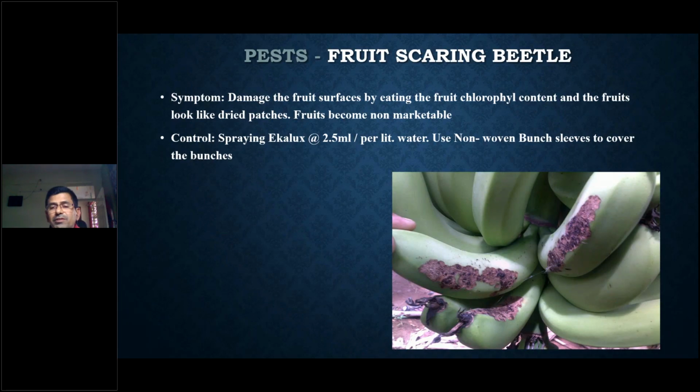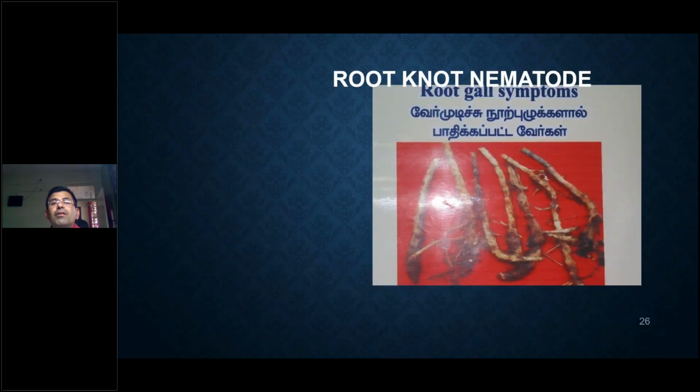And the scarring beetle is a minor pest. This is not a major pest, so it occurs very rarely. This beetle scrapes the green portion on the surface of the fruits, and these fruits are not marketable. These are root knot nematode symptoms.